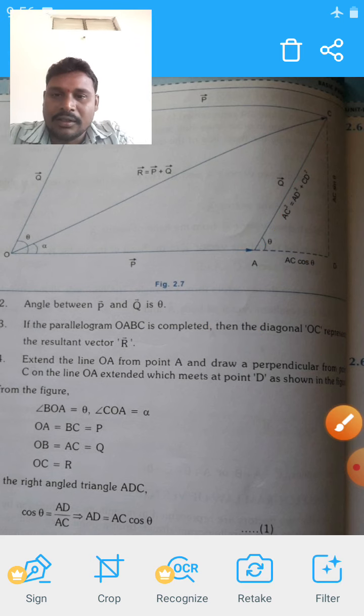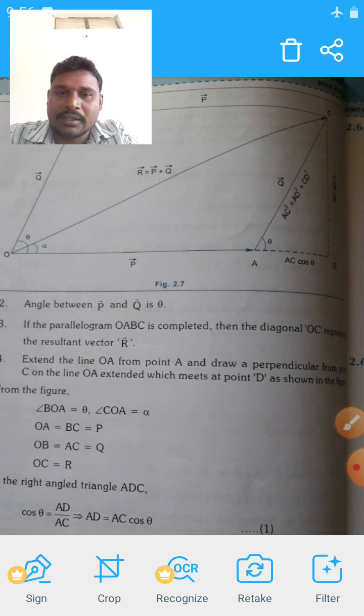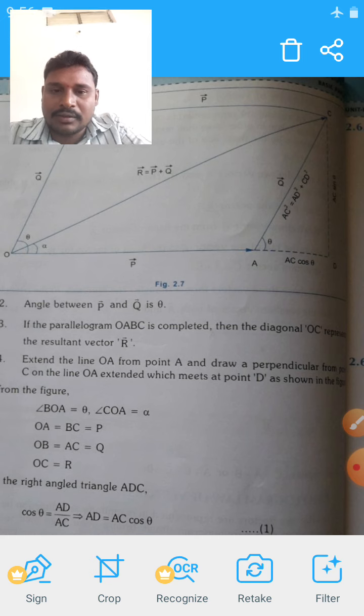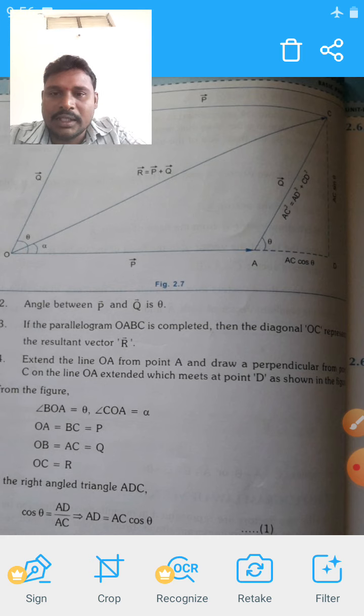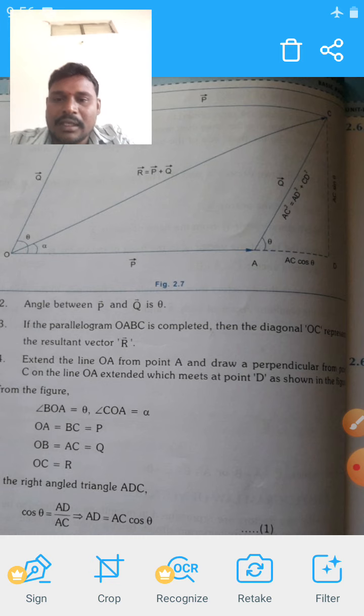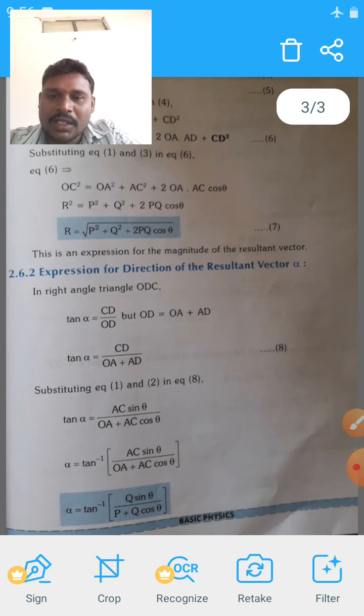And another thing is you have to know the Pythagoras theorem. The square of the hypotenuse is equal to the square of the adjacent side plus the square of the opposite side. And another formula: sin theta is equal to opposite side by hypotenuse. Cos theta is adjacent side by hypotenuse. And in case of direction we come to alpha: tan alpha is equal to opposite side by adjacent side, that is tan alpha is equal to CD by OD.